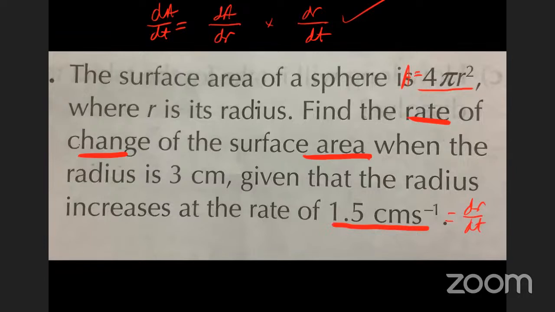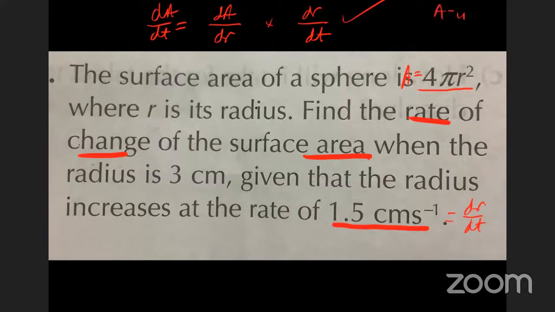Any ideas? How to get dA dr? Right, so you have to differentiate this. All you have to do is just differentiate.